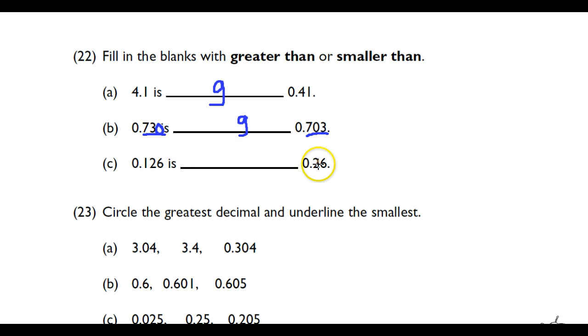126 is what? 126. Now look at this. Here it looks like 260, but this is only 126. Therefore, the first number is smaller than the other number. Let's go on to number 23.